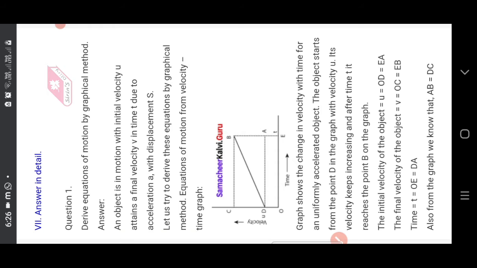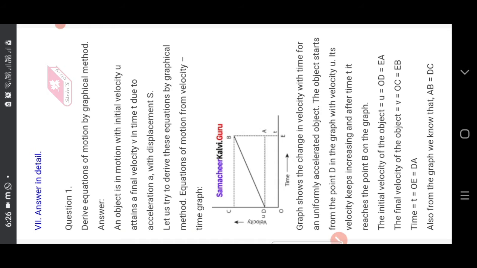Question number 1. Derive equation of motion by graphical method. Answer. An object is in motion with initial velocity u and final velocity v in time t due to acceleration a with displacement s. Let us try to derive the equations by graphical method.